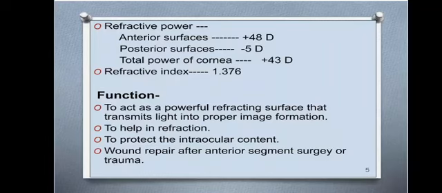Functions of the cornea: to act as a powerful refracting surface that transmits the light into proper image formation, to help the refraction, to protect the intraocular content, and wound repair after anterior segment surgery or trauma.